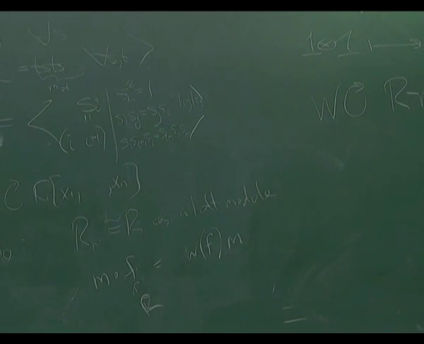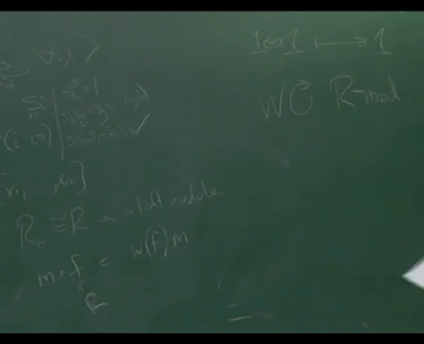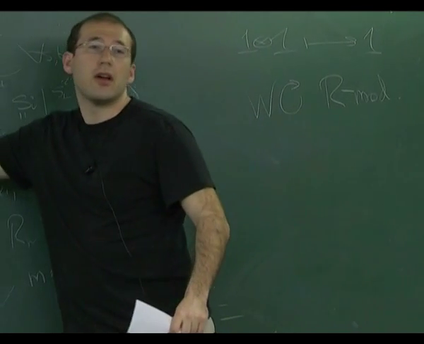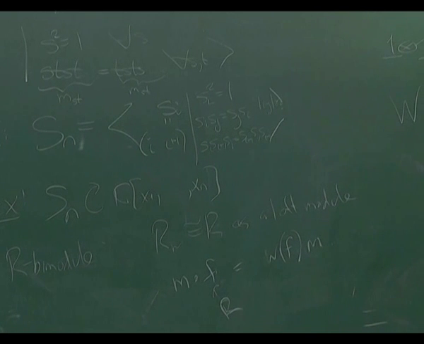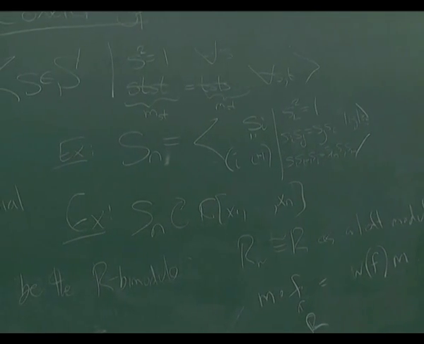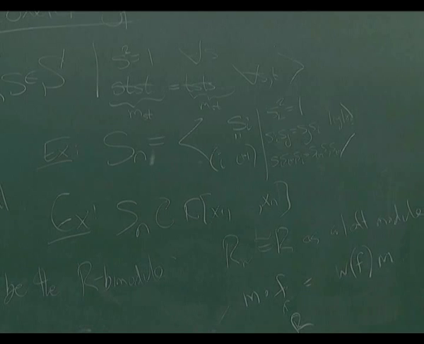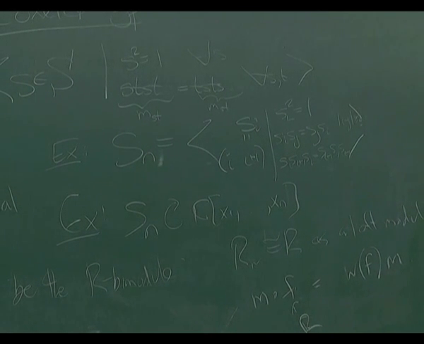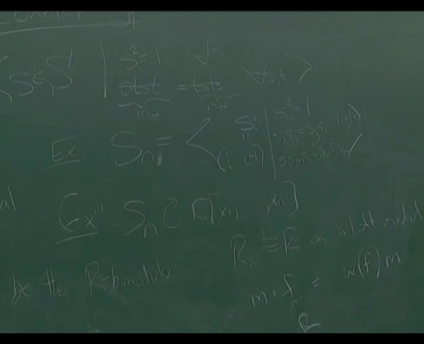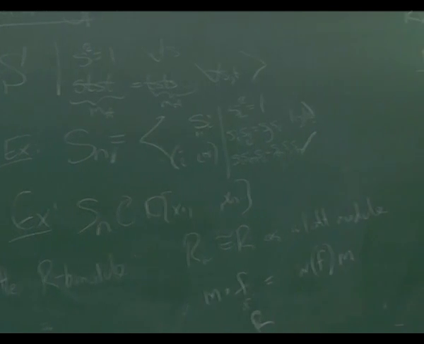And I will later. I'm going to ask the question, what if you view this as being generated just by RS? What relations do you have to impose? So we'll get to that in a sec. But you know, this is an example where the action of every element of W is easy, which kind of makes it trivial. You could just use the first definition. But I want to give you an example where that doesn't happen.